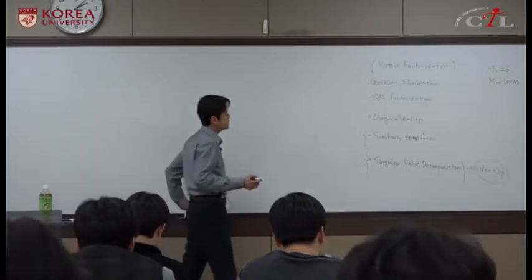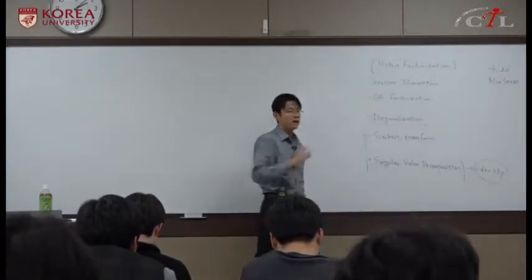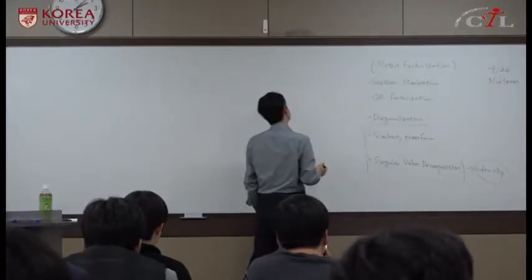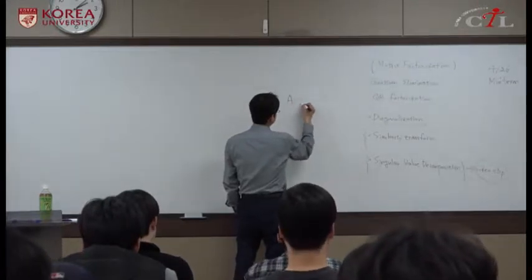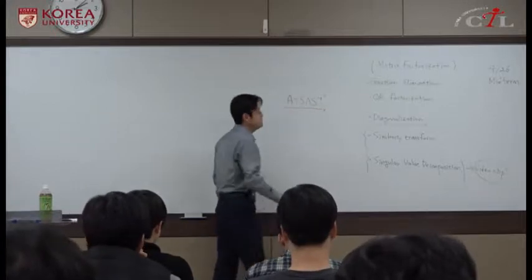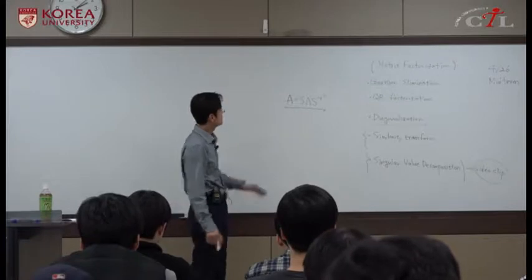Okay, similarity transform. Diagonalization. For a matrix A, we can decompose it as S lambda S inverse in this way. This is diagonalization, and this is possible for a square matrix.